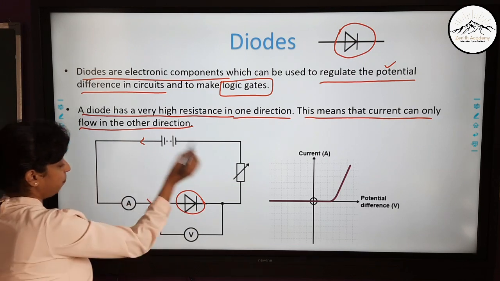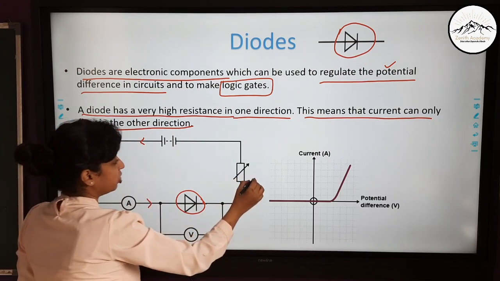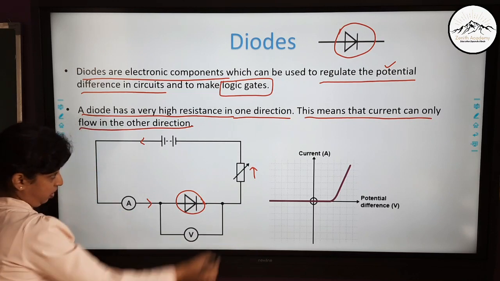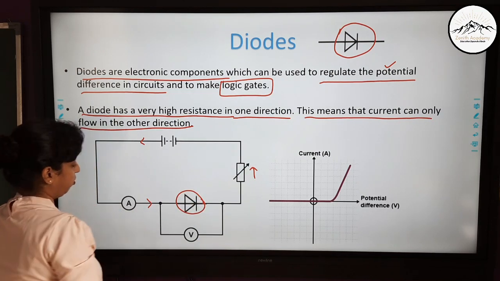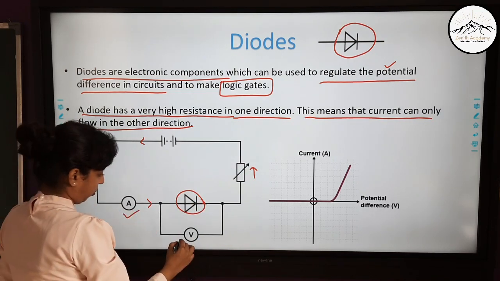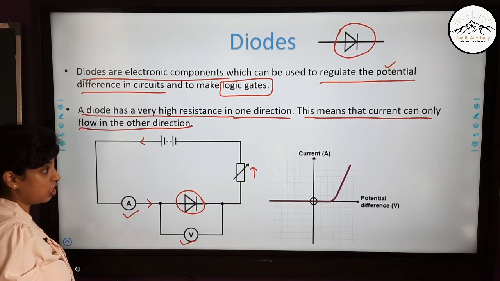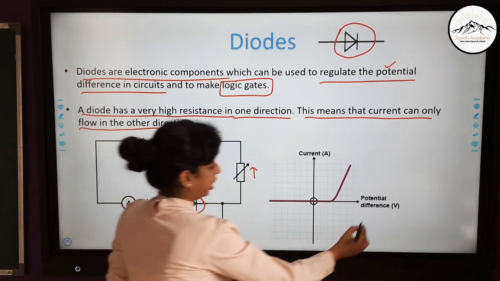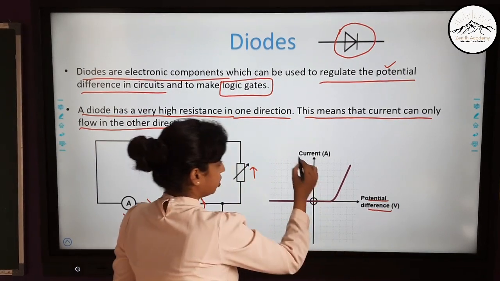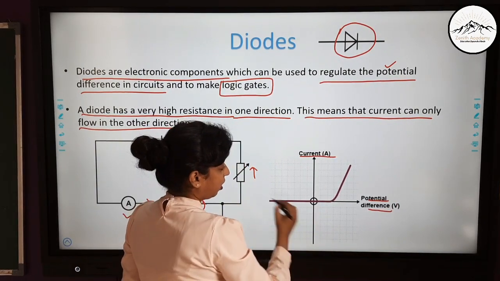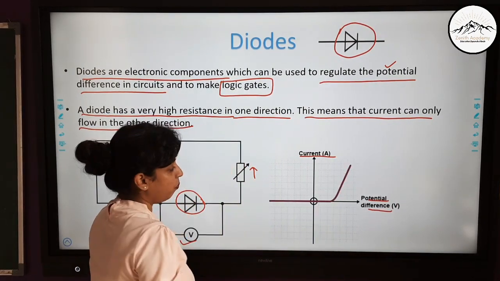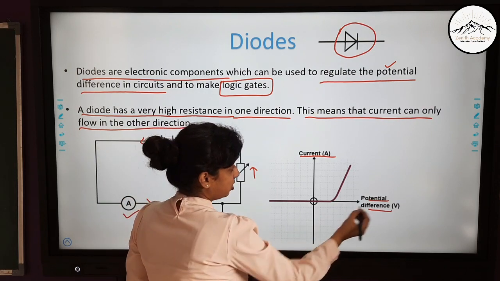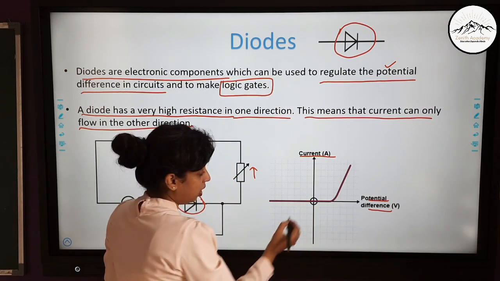So when I run this circuit and change the settings of the rheostat, I will see a corresponding change in current and voltage. If I plot this voltage, that is potential difference, with current, I will get a graph something like this. Here you can also see that if potential is increasing, current is increasing.